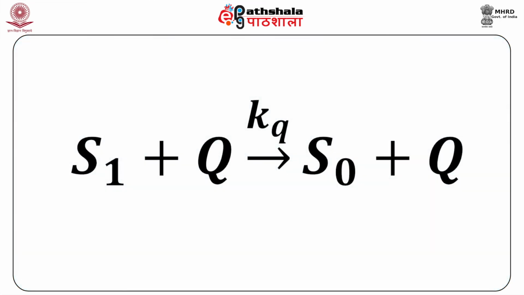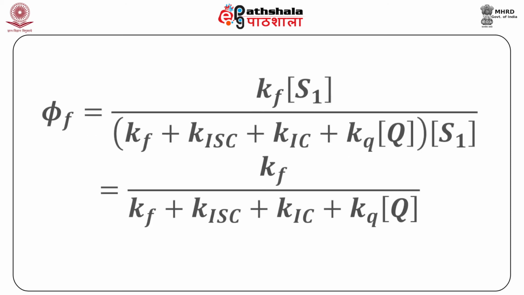an additional second process has to be taken into account, S1 plus Q, where Q is a quencher, and this gives you S0 plus Q. It brings back S1 to S0, and the quencher may remain unchanged or go to the excited state. And now the equation that we were learning about, phi f is equal to Kf by Kf plus KISC plus KIC plus Kq into Q. An additional term Kq into Q comes, where Kq is the quenching rate constant and capital Q is the concentration of the quencher.